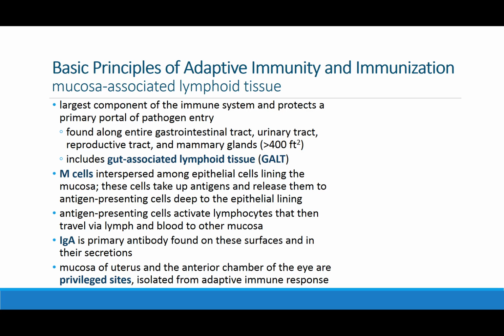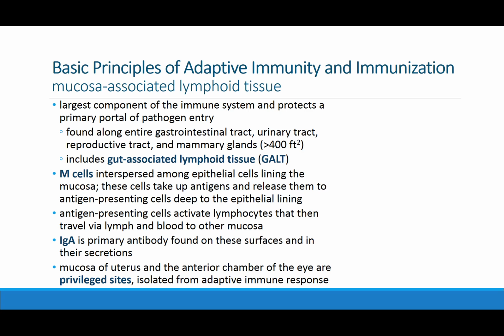So M cells are specialized cells that are interspersed among the epithelia that line the mucosa. These are cells that are capable of taking up antigens and then releasing them on the opposite side of the epithelium so that they get to the antigen-presenting cells that are deep in the epithelial lining. And so there the M cells deliver antigens to the macrophages and the dendritic cells, and they can then do their antigen-presenting things.